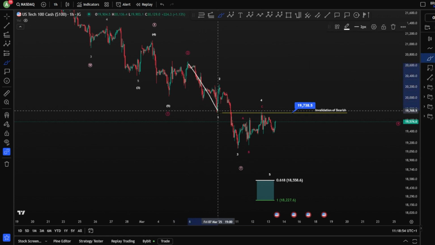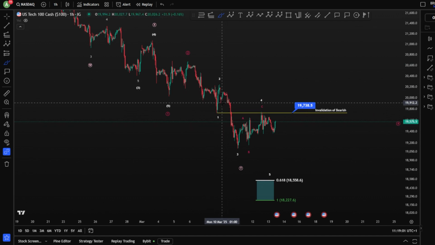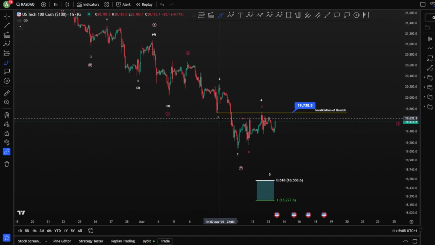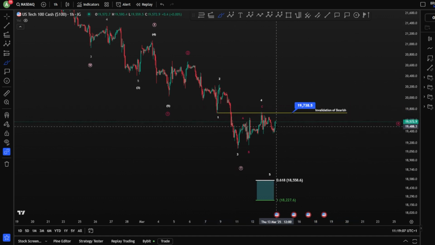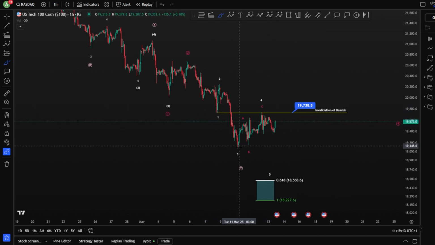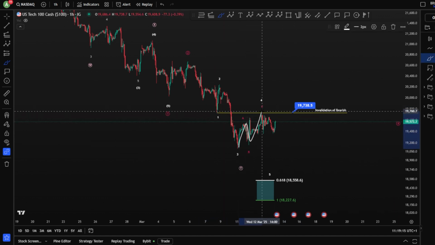But we have 1, 2, 3, 4. 4 interfering with the zone 1. But yeah, which is an indication that the bearish scenario might be invalidated here. It's a good signal, actually, where we have hit, of course, the wave 1 in A, B, and a C, or W, X, and a Y.